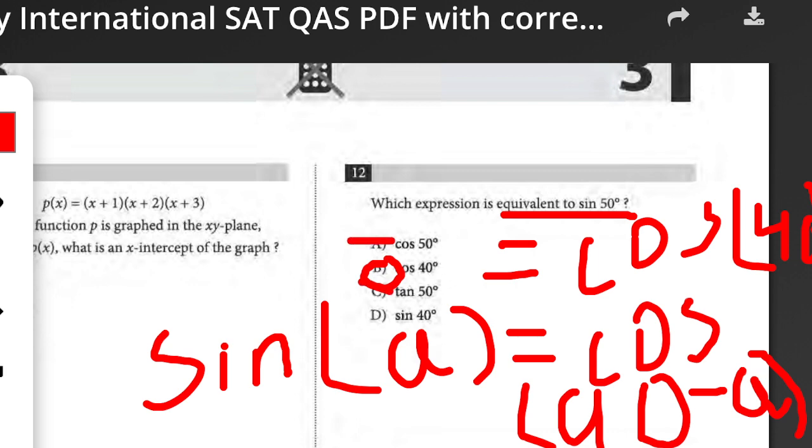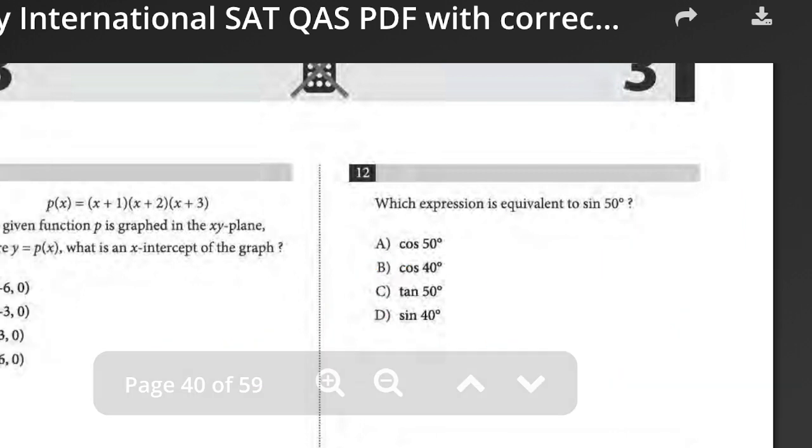Obviously, the others don't make any sense. C is wrong and D is wrong. Go with B. Alright, just a little trigonometry thing you should know. Trying to help you out with that.